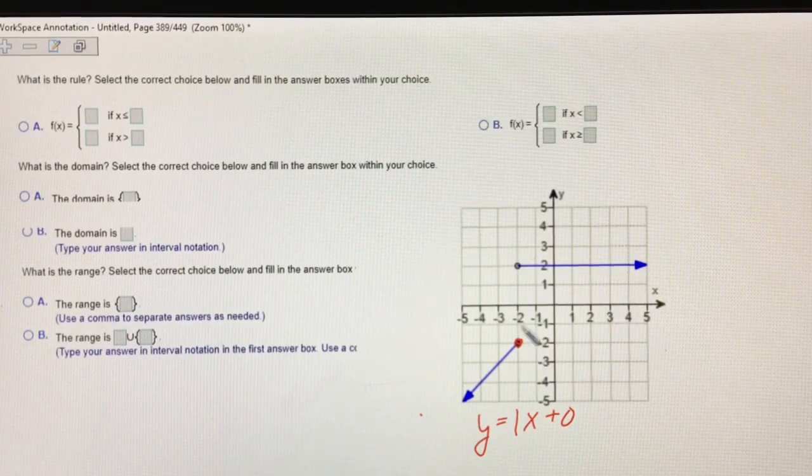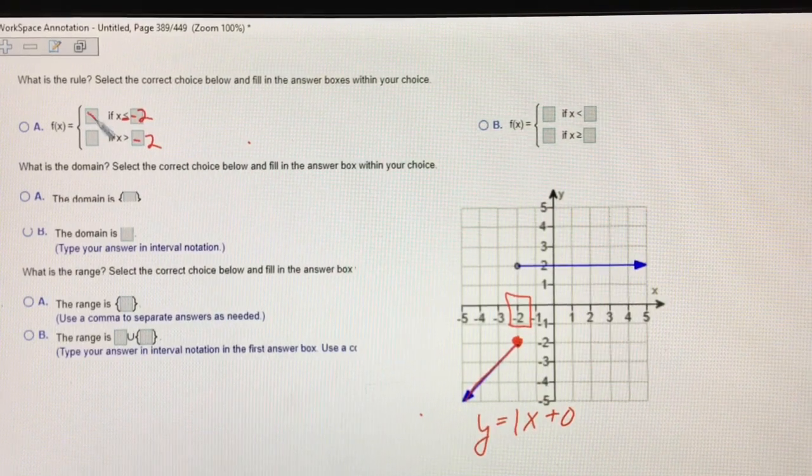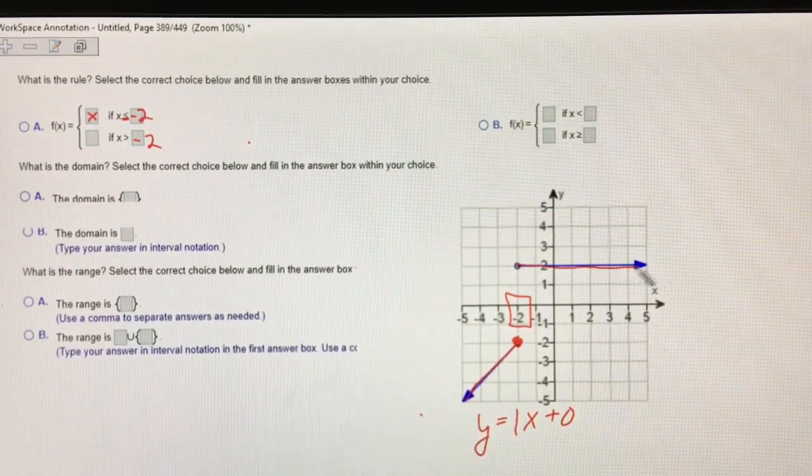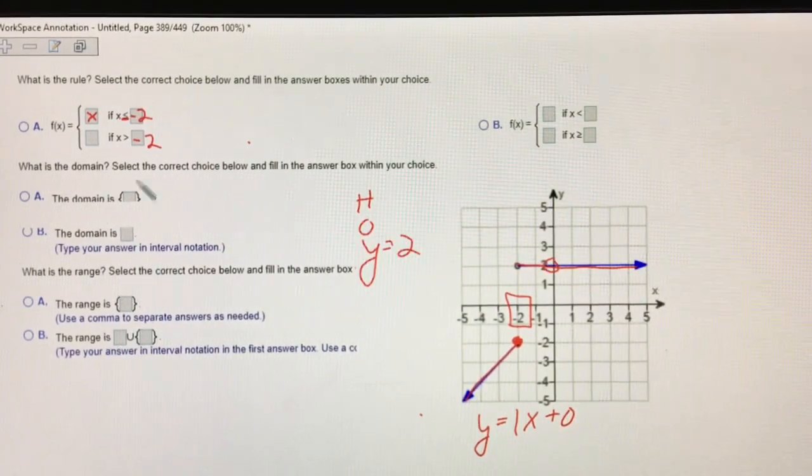Notice this is a closed circle, and x is less than or equal to -2. So I need the less than or equal to -2 there. I might as well drop the -2 down into that box. I need the less than or equal to, the closed circle, for the first one. And remember, this I can rewrite as just y equals x. Now I need the equation of this horizontal line, and that's the Hoy problem. It's a horizontal line, so it's going to be y equals whatever that number is, 2. So y equals 2 when x is greater than -2.